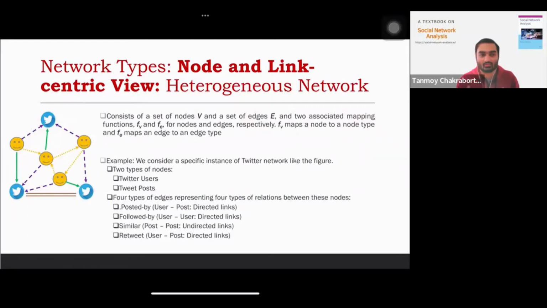In a heterogeneous network, nodes can be of different types and edges can be of different types. Sometimes nodes can be of the same type, but edges can be of different types. That kind of network is called an edge heterogeneous network. Sometimes nodes can be of different types, but edges of the same type. This is called a node heterogeneous network, or there can be both node and edge heterogeneous networks. I have already given an example. On Twitter, for example, nodes can be users or posts, and links can be follower-follower, retweets, likes, and so on.